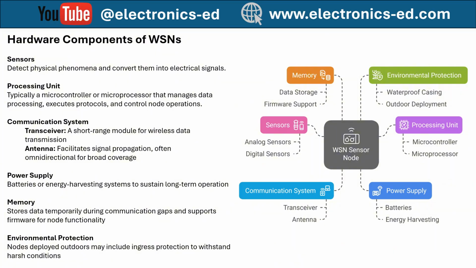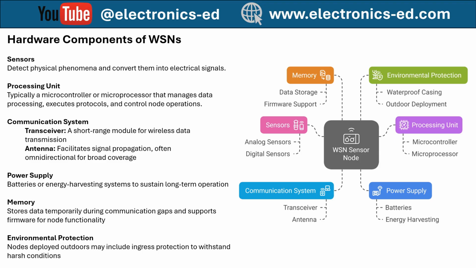A wireless sensor node integrates several critical components to function autonomously. Sensors detect physical phenomena, for example, temperature, light, and motion, and convert them into electrical signals. These can be analog or digital, depending on the node design. Processing unit: typically a microcontroller or microprocessor that manages data processing, executes protocols, and controls node operations. It interfaces with analog to digital converters (ADCs) to digitize sensor outputs.